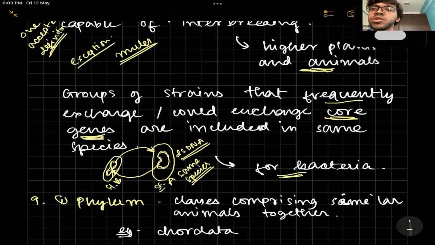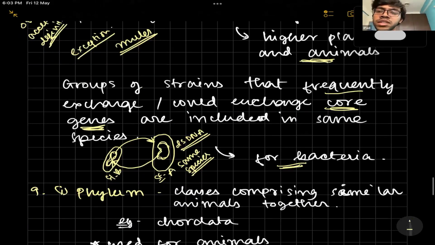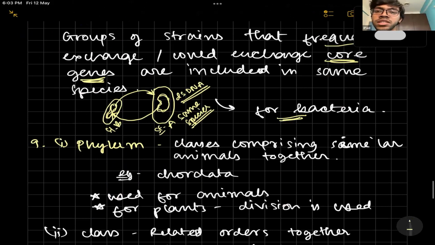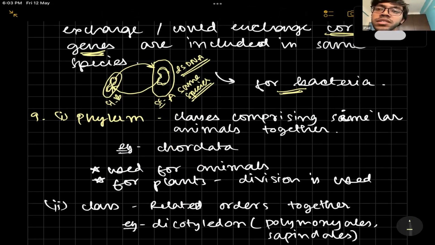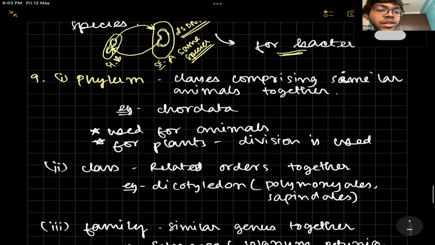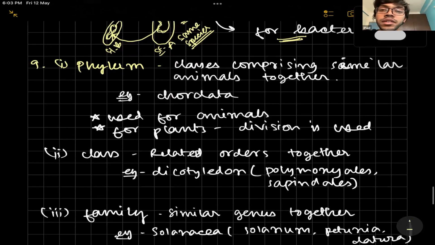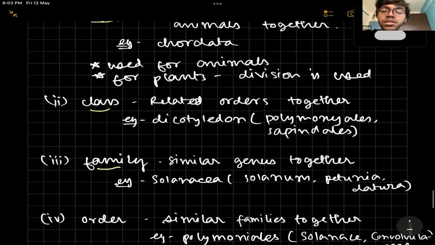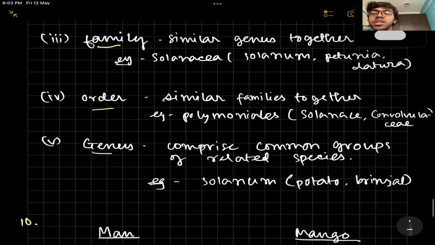You can read more about this on the internet. You can search about it, and you'll get several articles or several answers. You can read that. Now coming to the next question, 9. Define and understand the following terms: phylum, class, family, order, along with their examples.